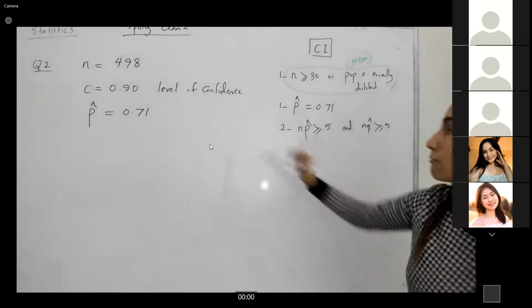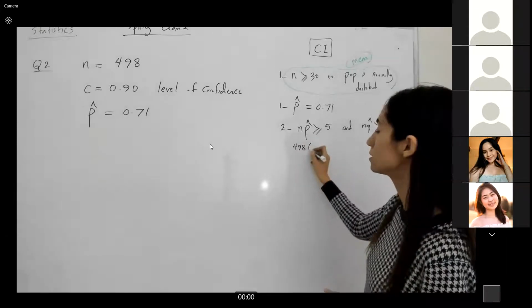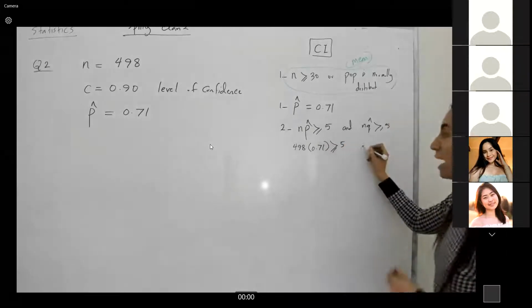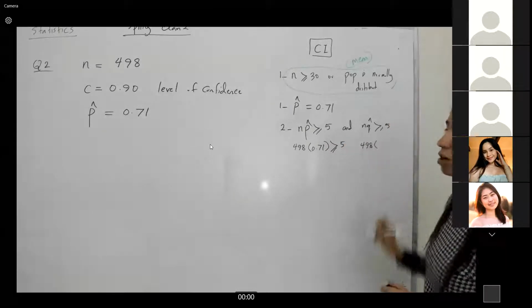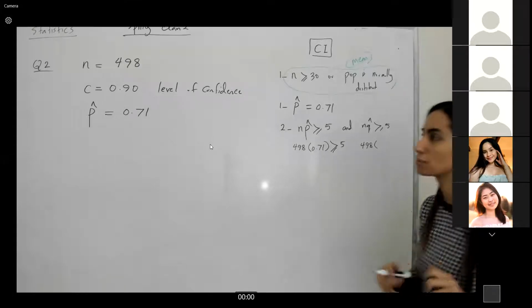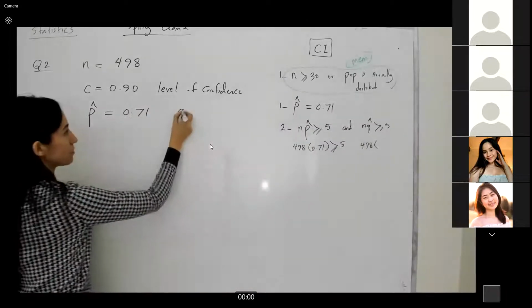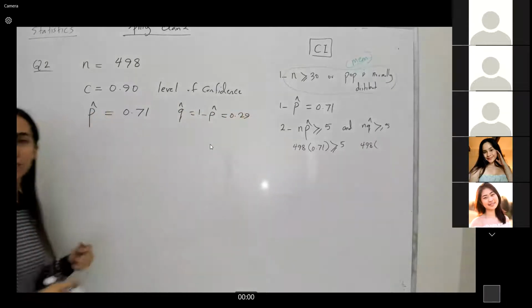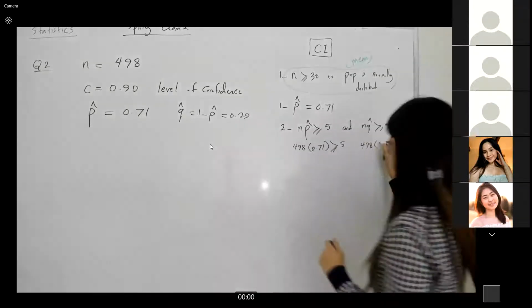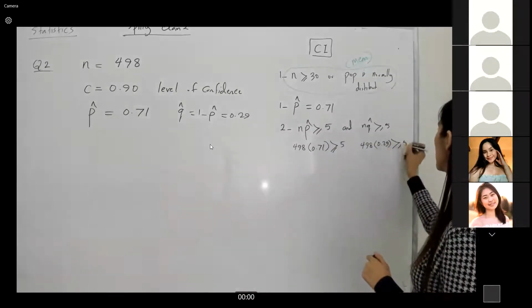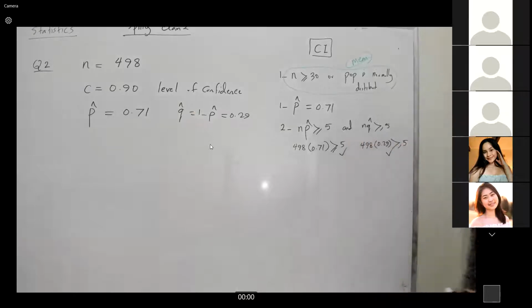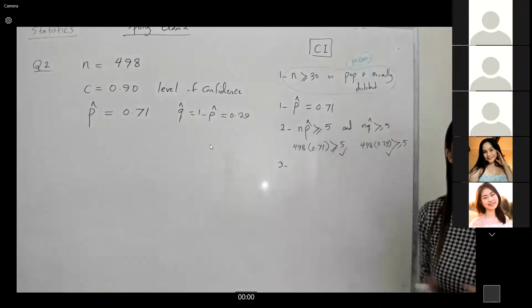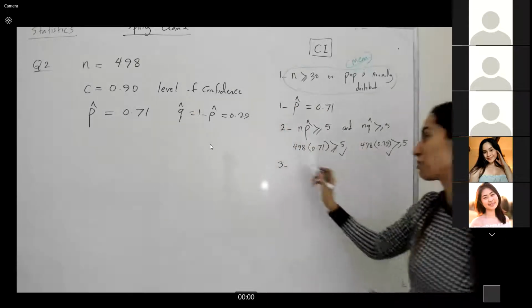N is 498, P hat is 71%, greater than 5, and N, 498, times Q hat. Remember, Q hat is 1 minus P hat, which is 29%, greater than 5. We're both happy about this. Next step, find level of confidence, which is 90%.